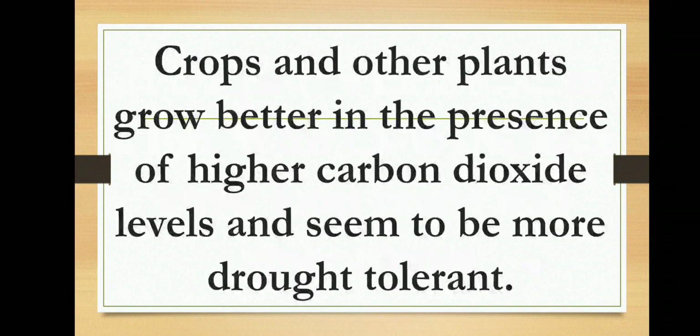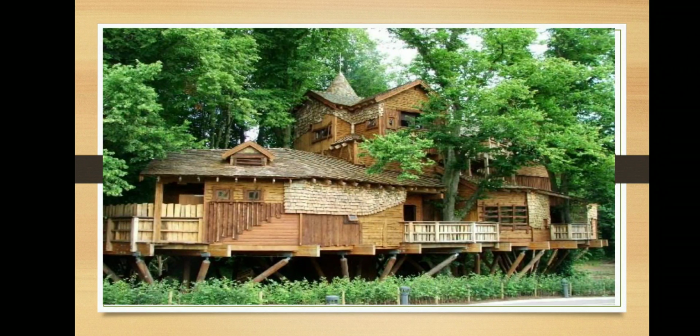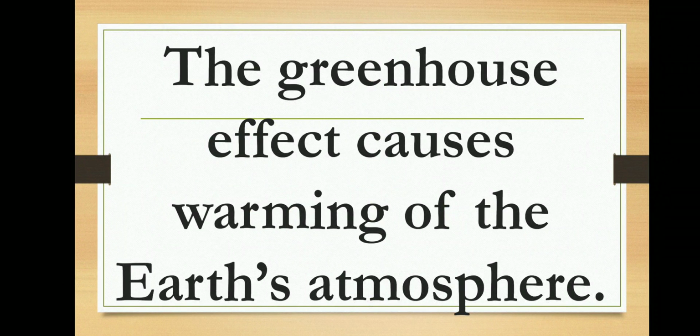Crops and other plants grow better in the presence of higher carbon dioxide levels and seem to be more drought tolerant. This process maintains the earth's temperature at around 33 degrees Celsius warmer than it would otherwise be, allowing life on earth to exist. Otherwise, what would have happened if there had not been any greenhouse effect? The temperature of earth would be minus 18 degrees Celsius, which would not allow any life to exist on earth. The greenhouse effect causes warming of the earth's atmosphere that is needed for life to exist on earth.